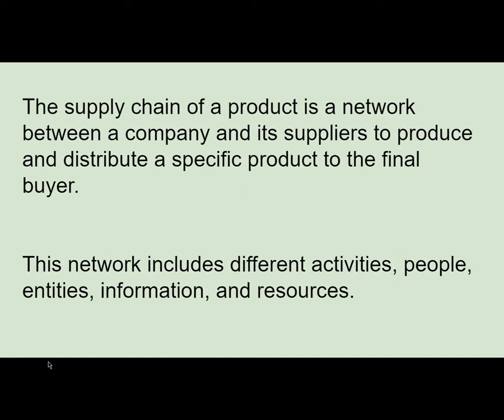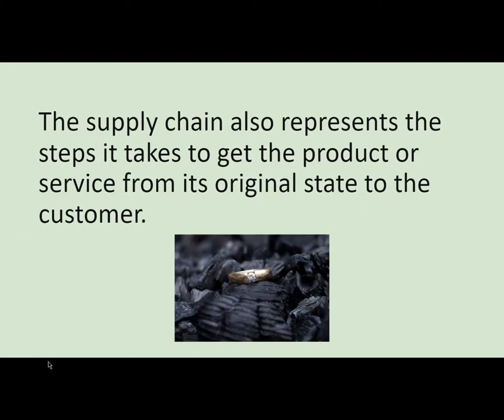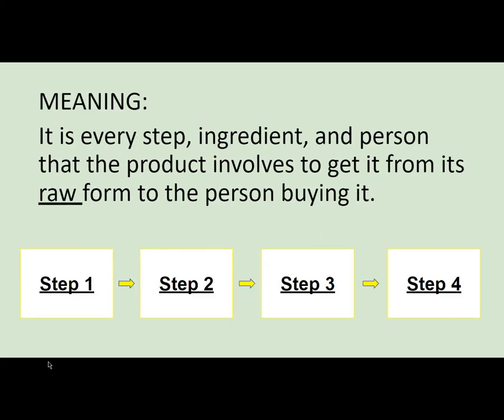So the supply chain of a product is a network between a company and its suppliers to produce and distribute a specific product to the final buyer. This network includes different activities, people, entities, information, and resources. The supply chain also represents the steps it takes to get the product or service from its original state to the customer. So, in other words, this means it is every step, ingredient, and person that the product involves to get it from its raw original form to the person buying it.